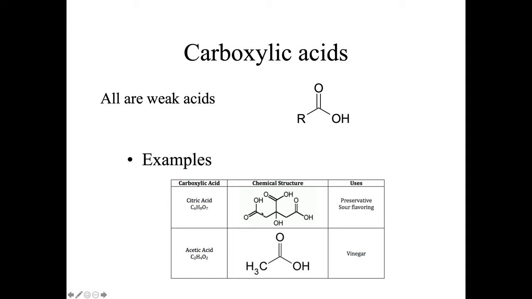This is citric acid. You have heard of the citric acid cycle. This is an acid that's found in citrus fruits, oranges, lemons, things like that. And this has three carboxylic acid functional groups. 1, 2, 3. See if you can guess what this one is. Very good. That's an alcohol. So this has an alcohol and then three carboxyls. This is acetic acid. This is the acid in vinegar. So again, that's an example of a carboxylic acid.